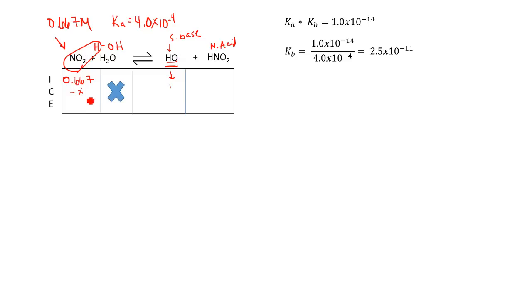There is some amount of change, but I have a very small Kb, so I don't care about that. I'm going to allow the equilibrium value to be the same as the initial. I don't care about water. I do care about hydroxide.